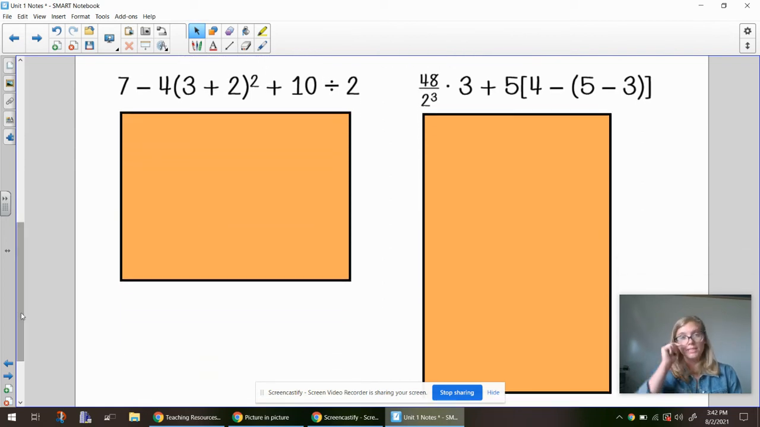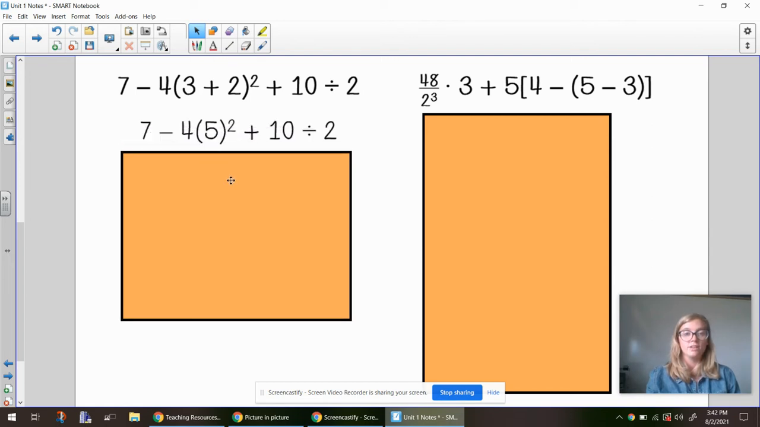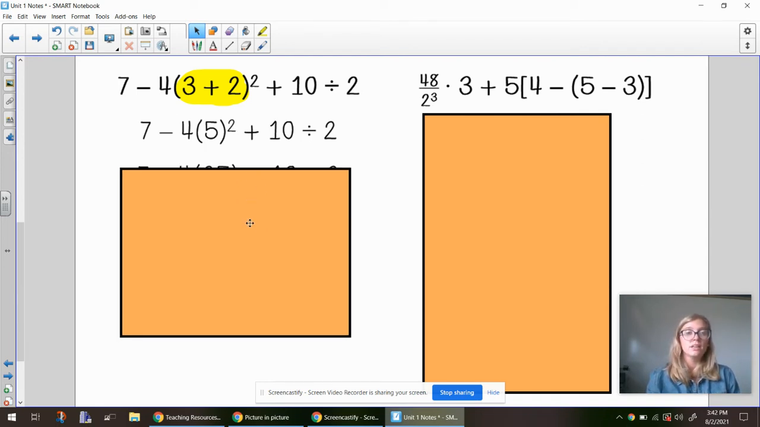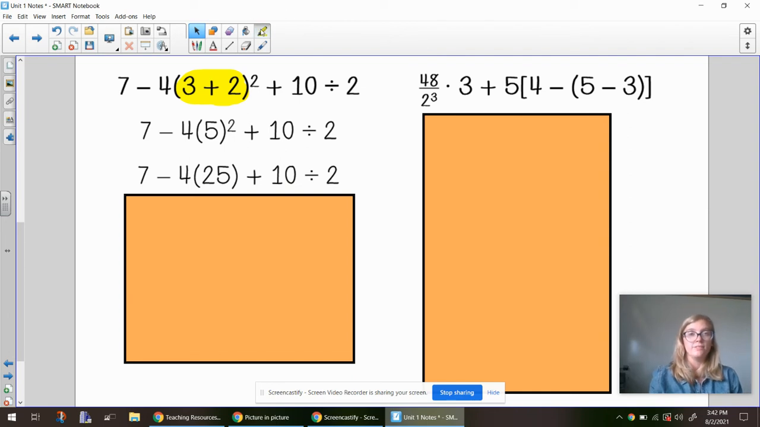Let's look at some examples. We are going to go through each of these problems. We'll start here, and we're going to use the order of operations to evaluate. We're going to start with parentheses. There's a parentheses here, so 3 plus 2 is 5. I went ahead and evaluated those parentheses to change 3 plus 2 to 5. Next, we are going to deal with exponents. I see only one exponent here. That's 5 squared, which is 25.